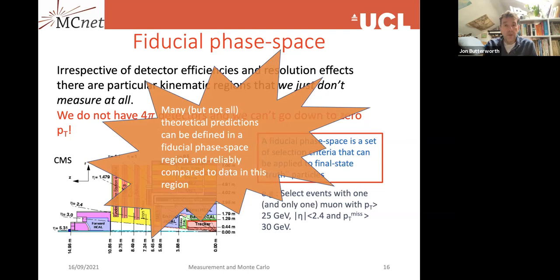So many, but not all, theoretical predictions can apply these phase space cuts. And if you can do that, that's the gold standard, right? Because then you know you're comparing like with like. And in particular, in the context of this school, any prediction which is implemented in a full final state Monte Carlo, you can definitely introduce the fiducial phase space cuts as I've described them.